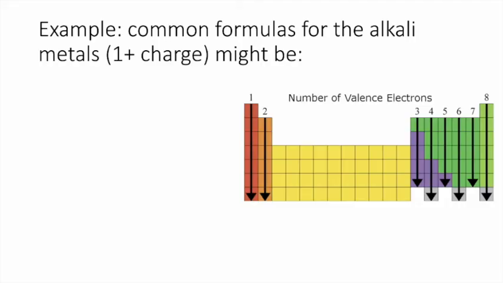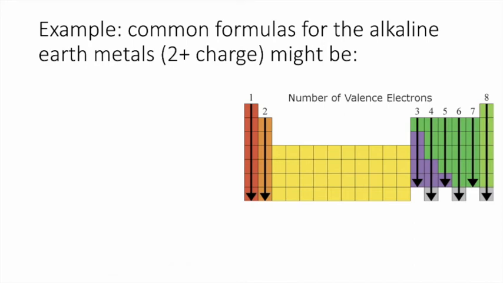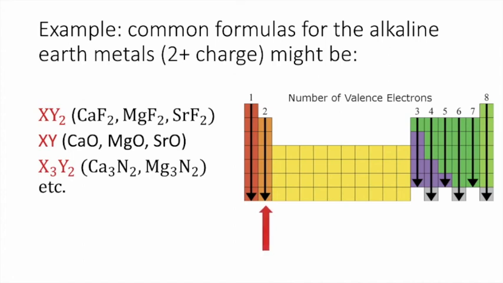Elements in the same family tend to form compounds that have similar formulas. For example, if we look at the alkali metals with the 1+ charge, we might see things with an XY configuration, such as sodium fluoride, potassium chloride, lithium chloride, or with an X2Z configuration like sodium oxide, potassium oxide, etc. If you look at the alkaline earth metals with a 2+ charge, they also tend to form compounds that have similar formulas. So you will see these sorts of patterns.